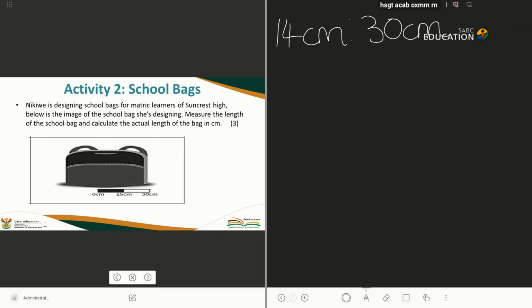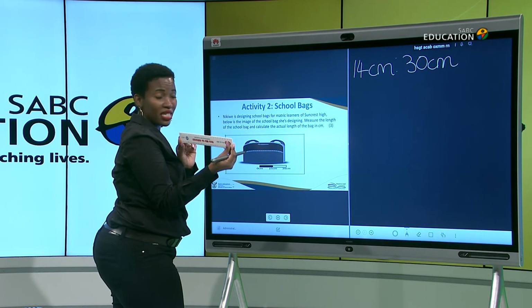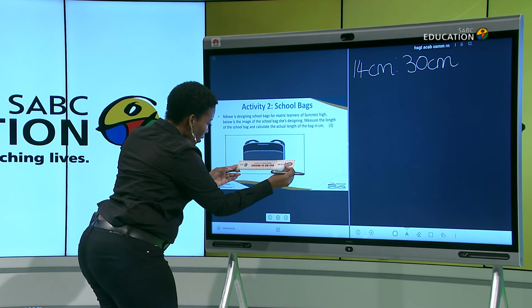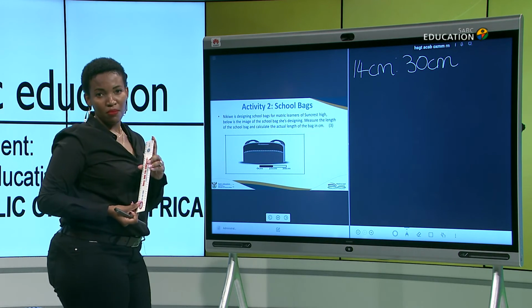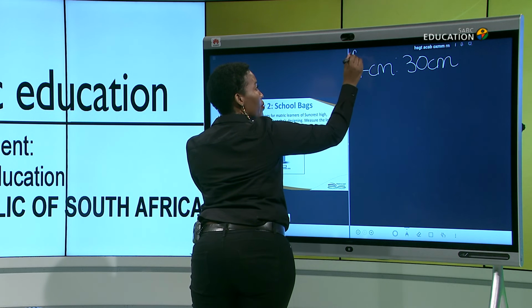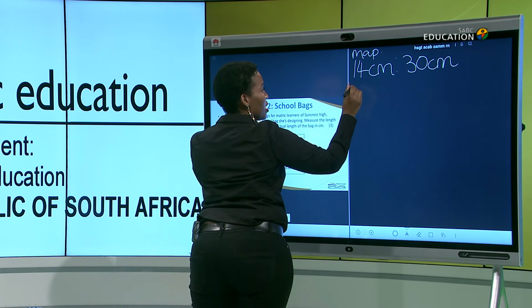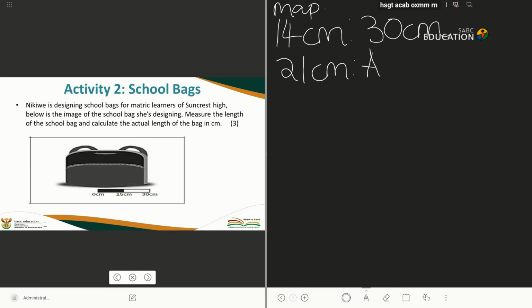And then now, I want the actual length of the school bag. So again, I must measure the length on the paper for this school bag. I'm going to use my centimeters again to save time. I'm getting 21 centimeters. That is the distance on the map. Remember, this is always your map distance. And I've measured what? 21 centimeters. And then I want what? I want the actual length.